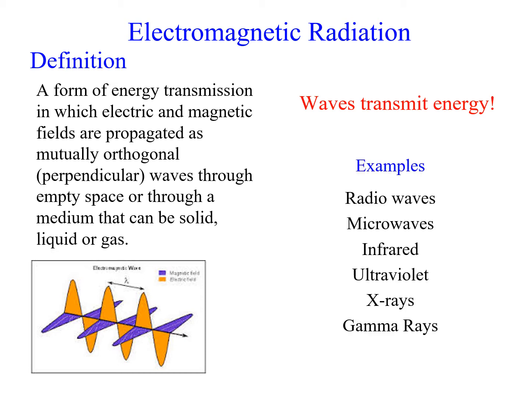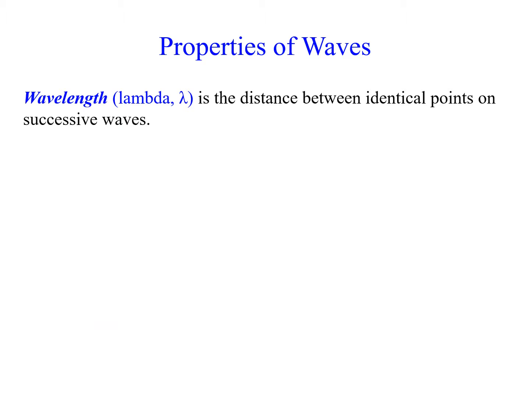Some examples are radio waves, and we'll show you another graphic in just a minute, but we can go from very, very long waves like radio waves to extremely small waves with high energy. So low energy and high energy, long wavelengths, very short wavelengths, and we'll show you a representation of the properties of waves. We have length. We have to look at the length of a wave, and that's going to be represented with the Greek letter lambda. And lambda, of course, describes the distance between identical points on successive waves.